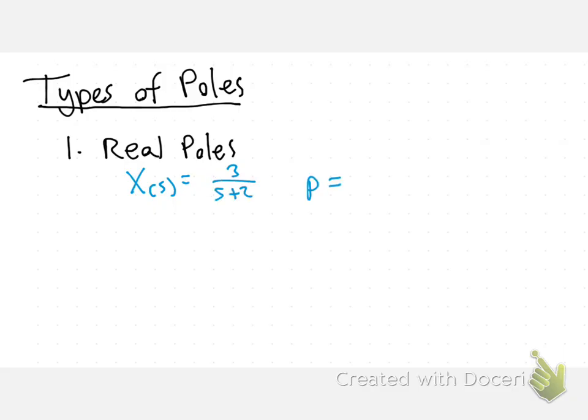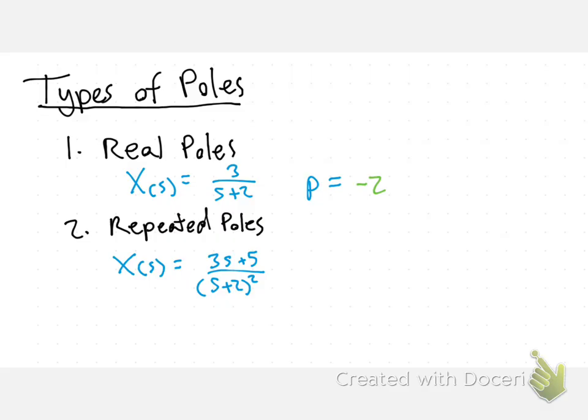Now, real poles are the ones that we've seen before. So let's say we have a system that's represented by x of s is equal to 3 over s plus 2. The pole would be the solution of setting s plus 2 equal to 0. In this case, that equation is correct when s is equal to negative 2. So the pole is at negative 2. There is one pole in this scenario. You could have multiple poles that are real, but in this case it's just one pole.